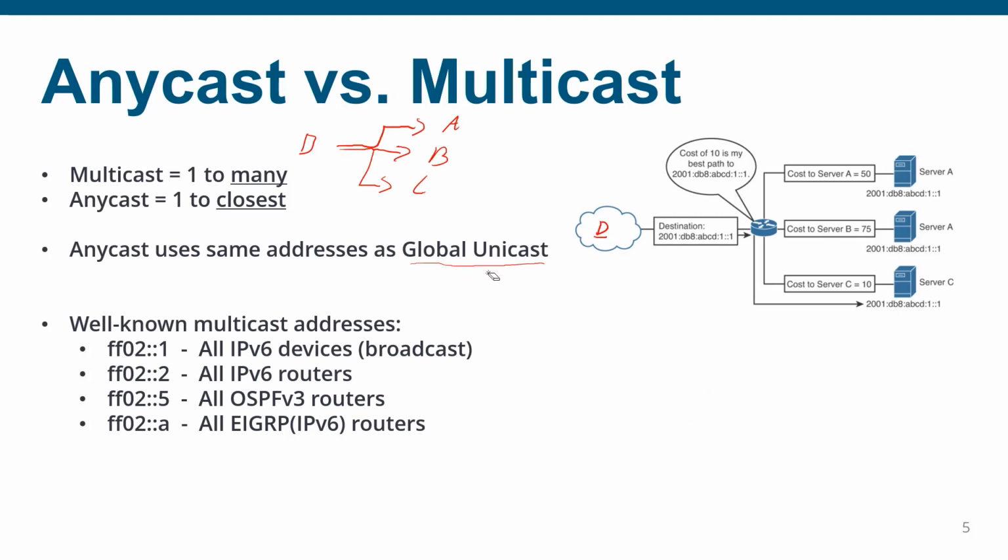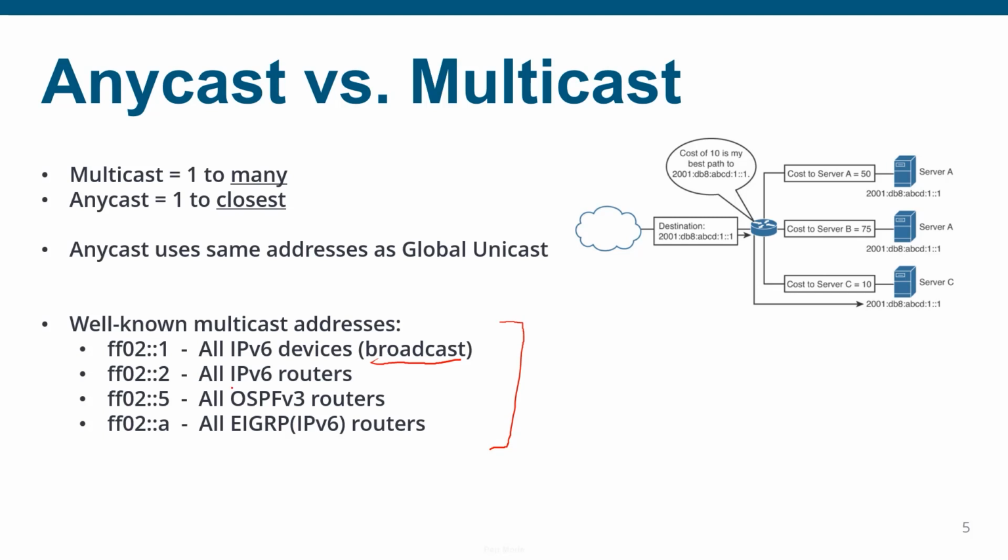Now, the exam topics do include IPv6 multicast, which leads me to believe that you'll be expected to know some of the well-known multicast addresses. Here are 4 of the most common ones that I recommend you commit to memory. FF02 is the first 4 characters of each of these, and it's just the last character that changes. FF02::1 is all IPv6 devices. This is the same thing as a broadcast, except it is a multicast, and all IPv6 devices are expected to be listening in on that multicast address.